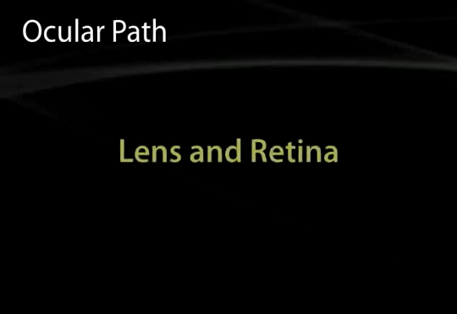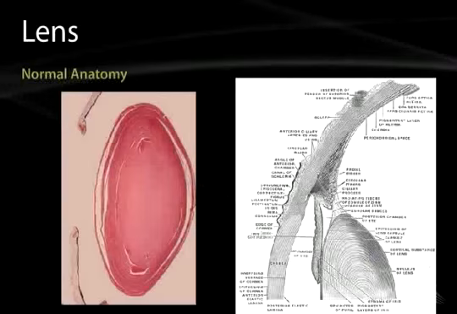We left off with the uveal tract. Now we're going to talk about the lens. You can see on this slide the normal anatomy of the lens is that it's a globular-shaped structure in the middle of the eye. It's suspended by suspensory ligaments that are attached to the ciliary body.